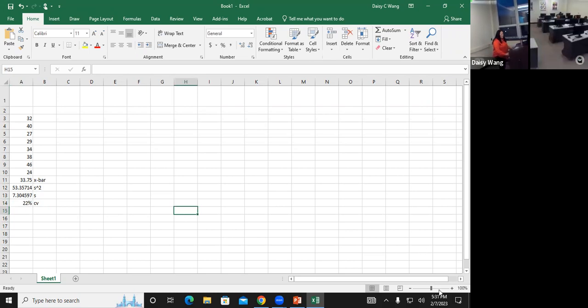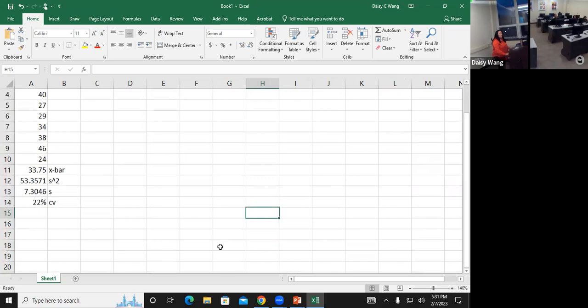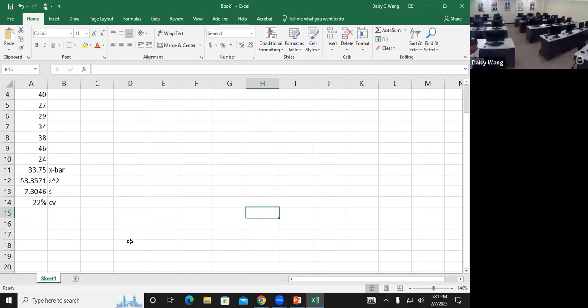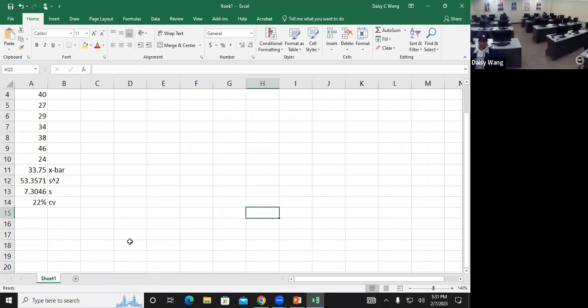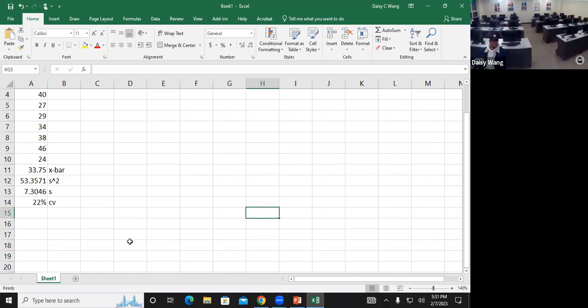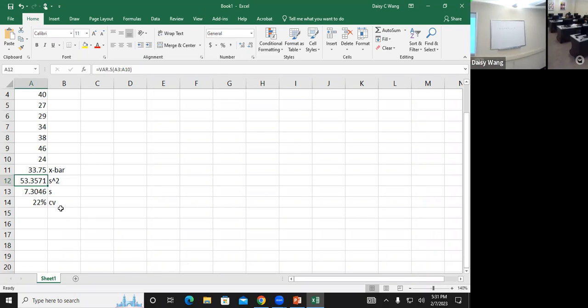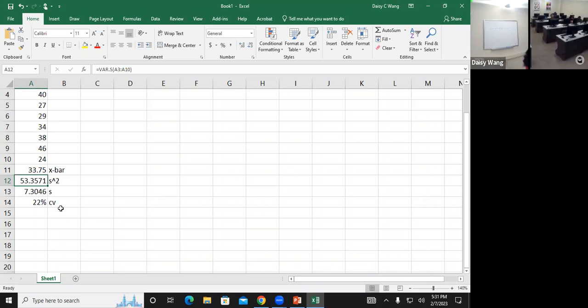I must have gotten a higher number for the SD because I was rounding up. I got 0.63 at the end of mine, for the X1 minus X bar squared. Yeah, my squared was like 49 something, but I still got over 7 for the standard deviation. Yeah, that's fine, it's close. So the coefficient of variation is 22%.